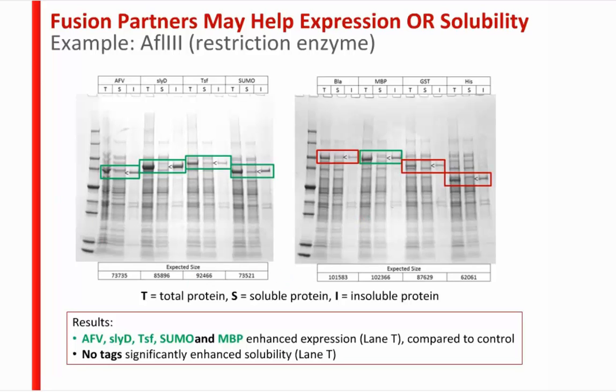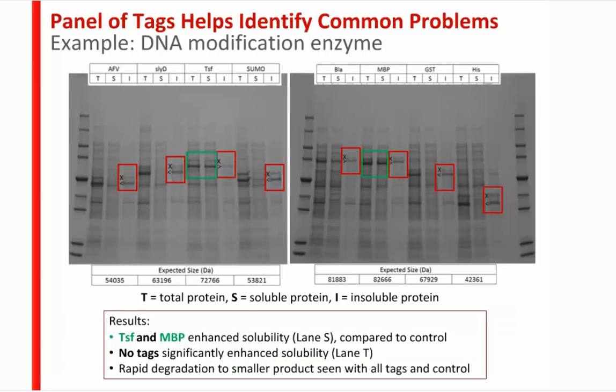So the next example I'll show is a DNA modification enzyme. And this is a case where we were able to use the panel to identify a common problem. So you'll see over here in the his lanes, our total, soluble, insoluble, we see 2 bands in our insoluble protein samples. And we see it here as well with GST. We see it again with MBP. In every case here where we see a protein band, we also see another band just slightly larger. And that larger band is actually the correct molecular weight. So what we think we're seeing is a fast degradation of that product upon expression or upon lysis. We weren't sure which.